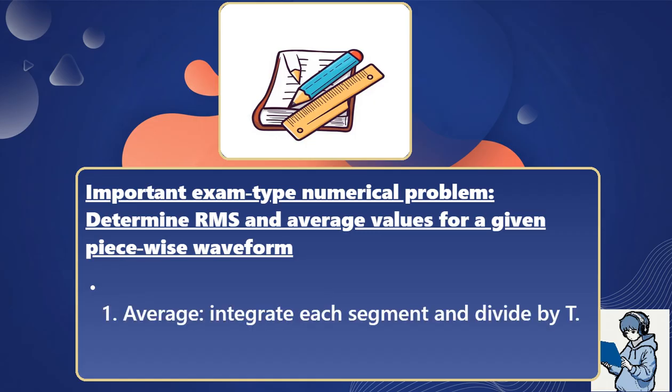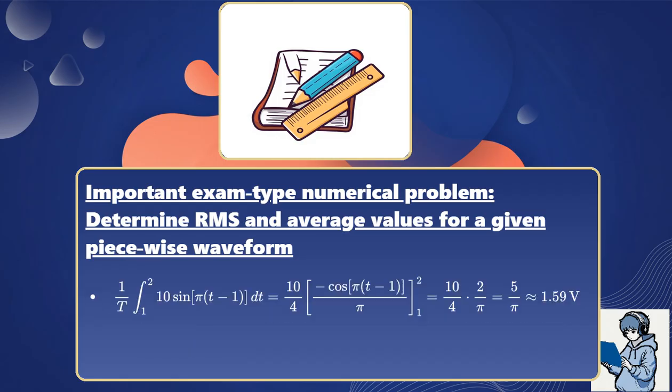Part 1, average: integrate each segment and divide by T. Segment 1 contributes 0. Segment 2: 1 over T times the integral from 1 to 2 of 10 sin pi (t minus 1) dt equals 10 over 4 times [negative cos pi (t minus 1) over pi], evaluated from 1 to 2, equals 10 over 4 times 2 over pi, equals 5 over pi, approximately 1.59 volts.